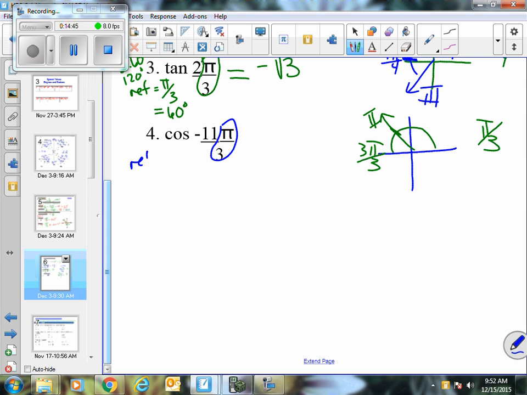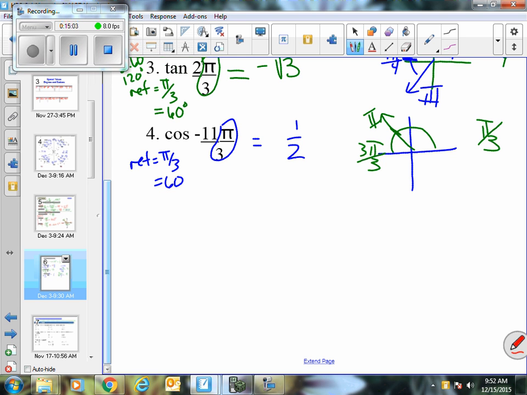So the reference angle is pi over 3, and that means 60 degrees. So right away I know, okay, cosine of 60, that's a half. So I know my answer has to be a half. Now what you have to figure out then is just what the sign is. Is it positive or is it negative? So let's talk about our two options.